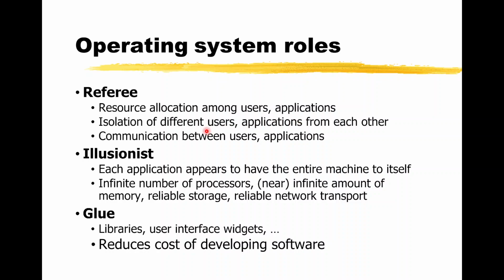Different users work in their own environment, applications work in their own environment, so that there's no crash or clash between the different applications. It aids communication between users and the applications. Now, the operating system also acts like an illusionist. Each application appears to have the entire machine to itself: an infinite number of processors, a near infinite amount of memory, reliable storage, reliable network transport.